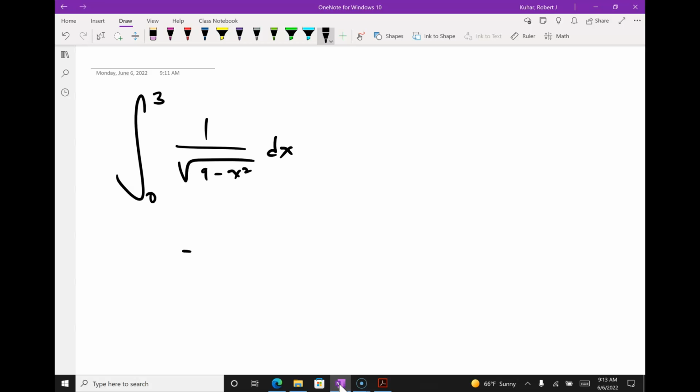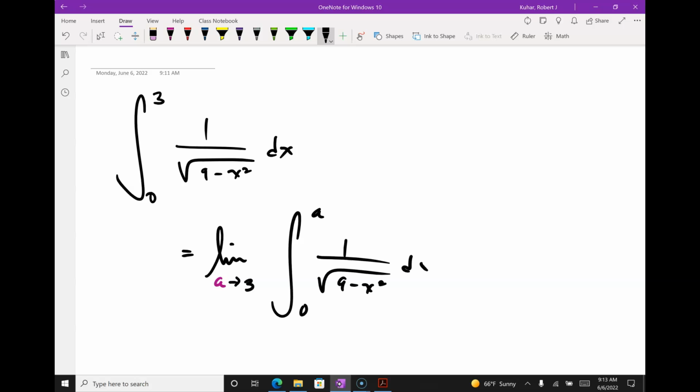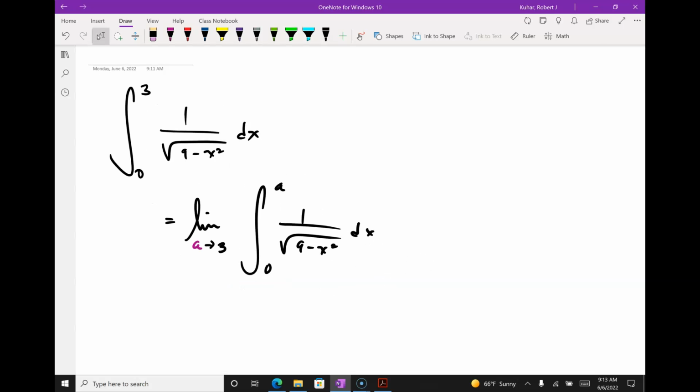So I can already tell I'm going to need to take the limit as a goes to 3 of the integral from 0 to a of 1 over square root of 9 minus x squared dx. I just always use a, makes it easier. I have to do my normal work here, right? I already know it's arc sine, but what do I want? I want y equals arc sine of u. I want y prime equals 1 over square root of 1 minus u squared du, right?